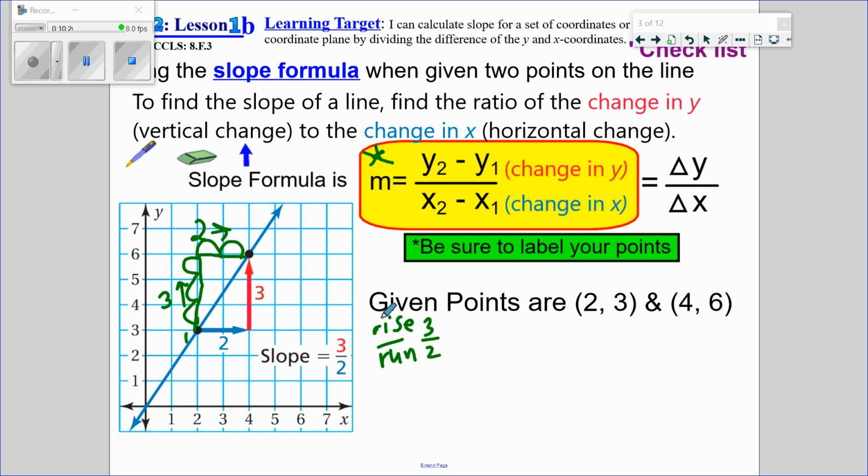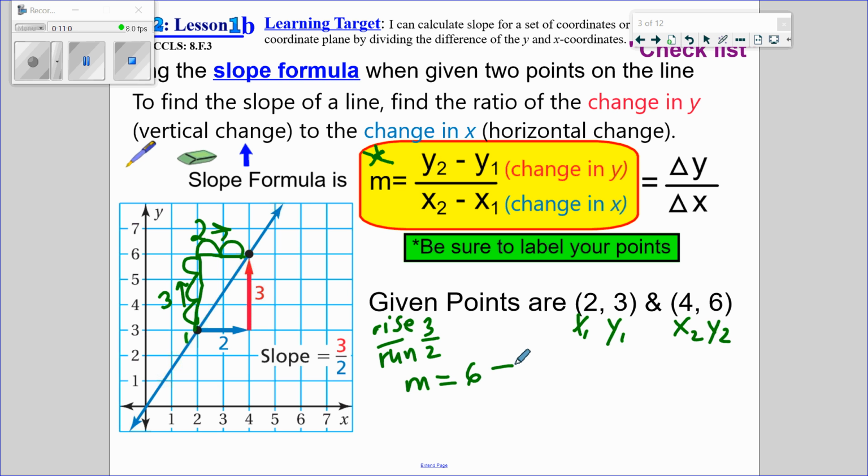So 2, 3, so you could see here's 2, 3. Here's your first set of points. And then 4, 6. Here's your second set of the coordinates x, y. Here's 4, and there's 6. You do x first, and then you do y. So we're going to label. Always label so you don't make an error. x1, y1, x2, y2. So m equals, using the formula on top, y2 is 6.